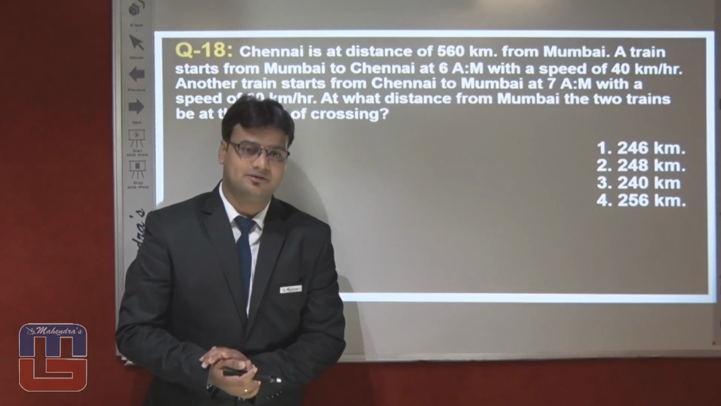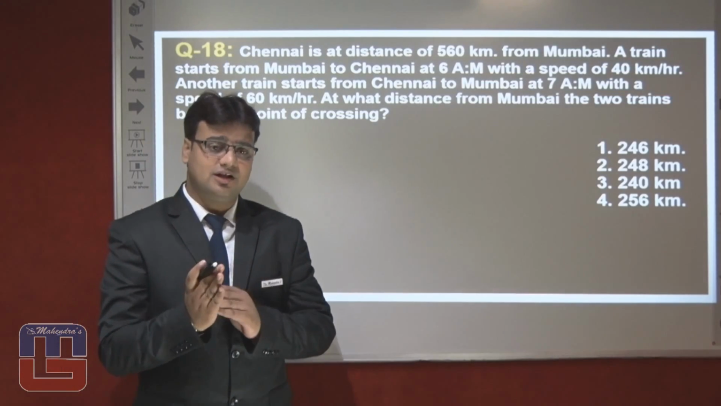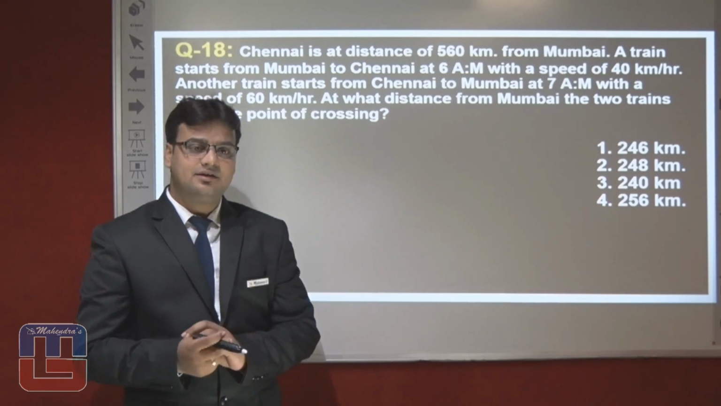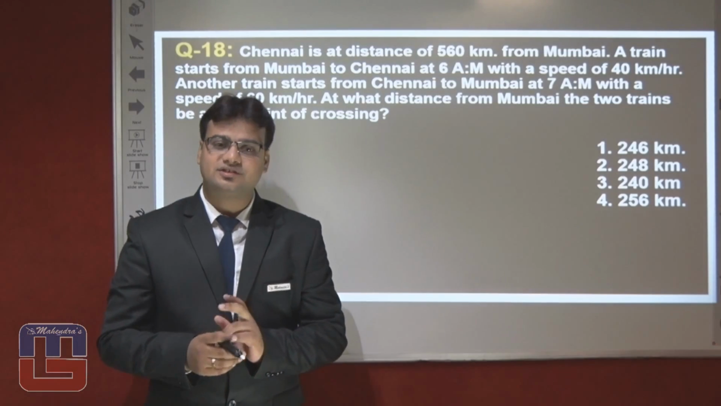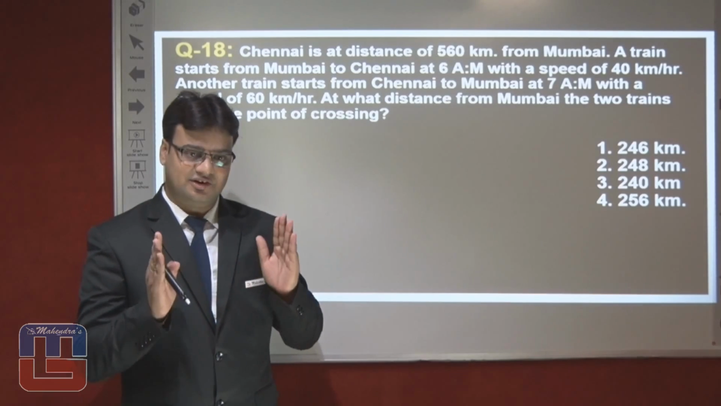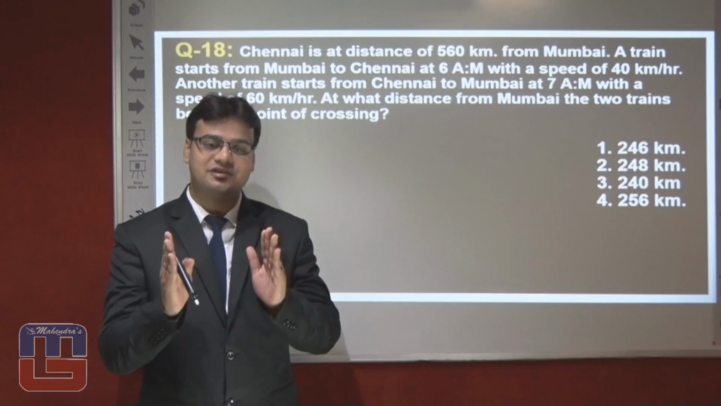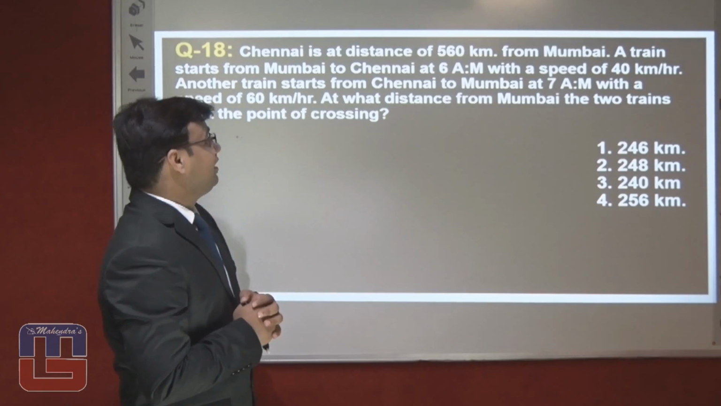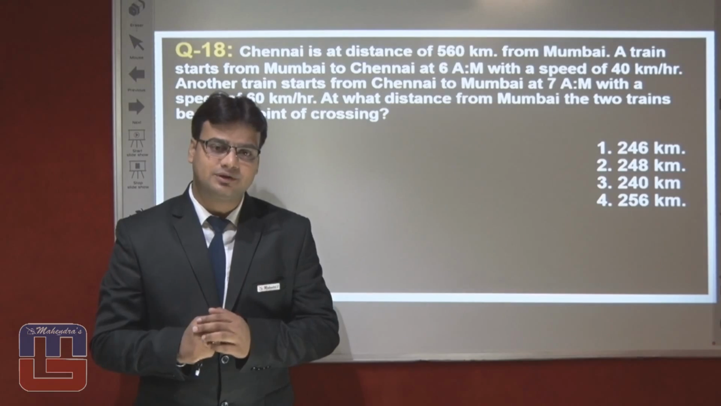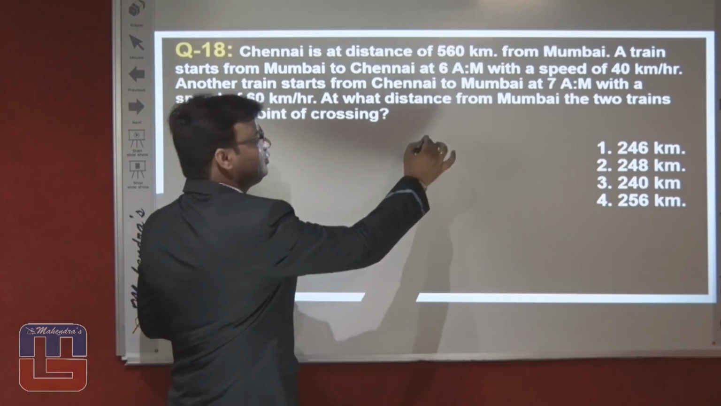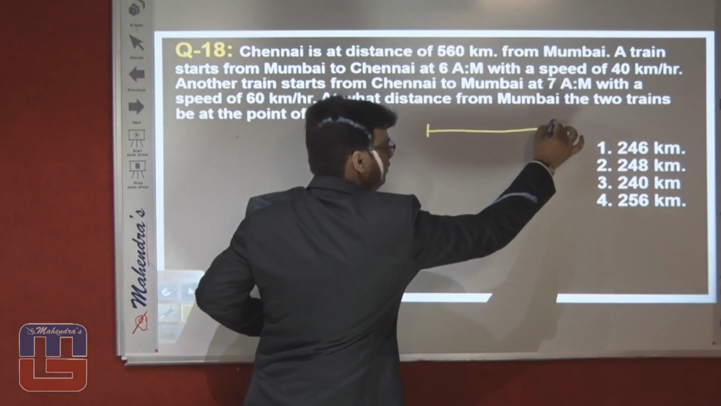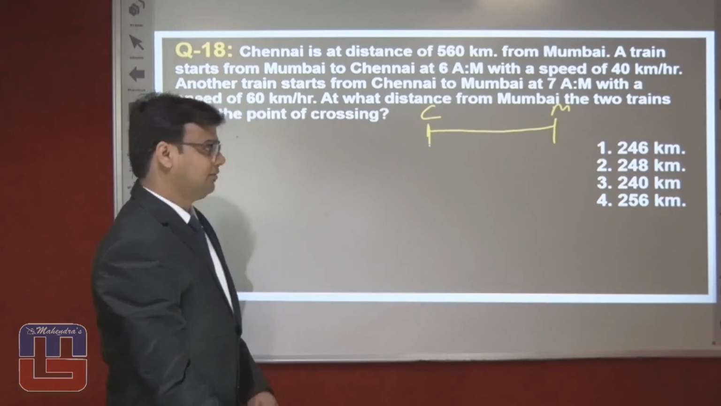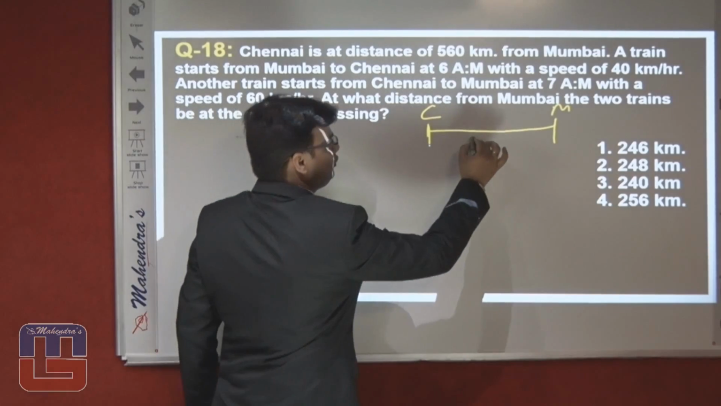See, a very important question. That type of question has also been asked in previous SSC exams. Here the question is that Chennai is at a distance of 560 km from Mumbai. Not necessarily the actual distance, it's mathematical, so we assume 560 km. That means we assume 2 stations, one is Chennai, another is Mumbai, and the distance between the two stations is 560 kilometers.